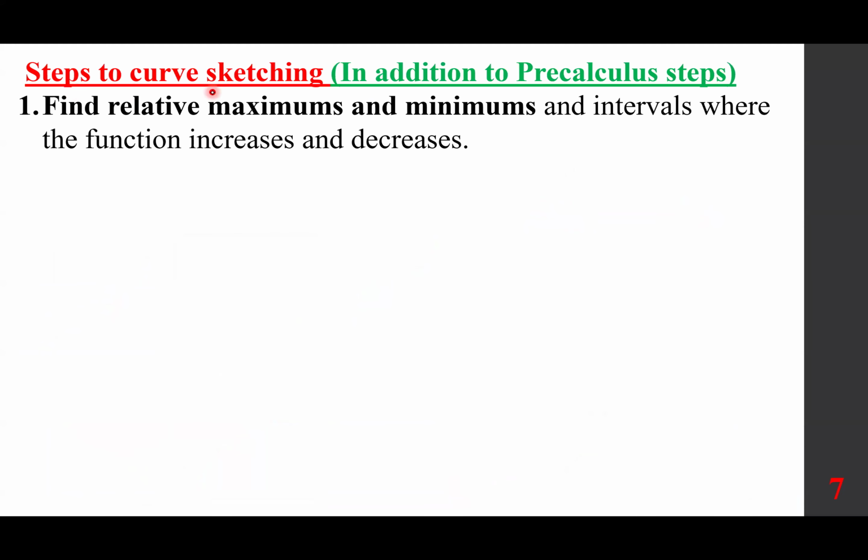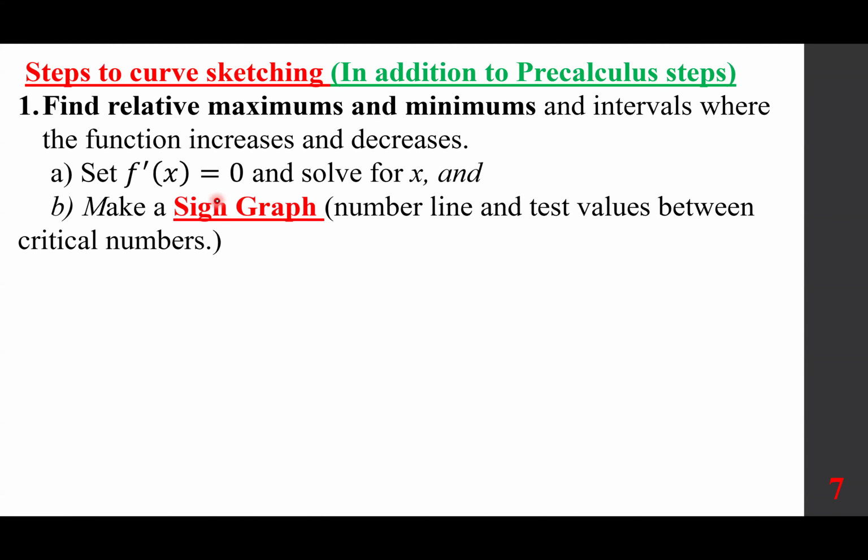Steps to curve sketch. In addition to pre-calculus steps, find relative maximum and minimum and intervals where the function increases and decreases. So first do whatever you do for the pre-calculus, okay? That means find intercepts, the end behaviors, and so forth. And then find f prime, set it equal to 0, and do a sign graph to figure out where the function is increasing, decreasing, and whether we have a local extreme.